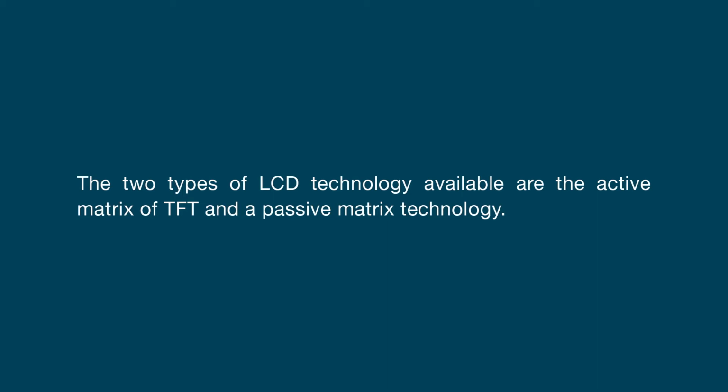The two types of LCD technology available are the active matrix or TFT and the passive matrix technology. TFT generates better picture quality and is more secure and reliable. Passive matrix, on the other hand, has slow response time and is slowly becoming outdated. The advantages of LCD monitors include their compact size, which makes them lightweight. They also don't consume as much electricity as CRT monitors and can be run off of batteries, which makes them ideal for laptops.